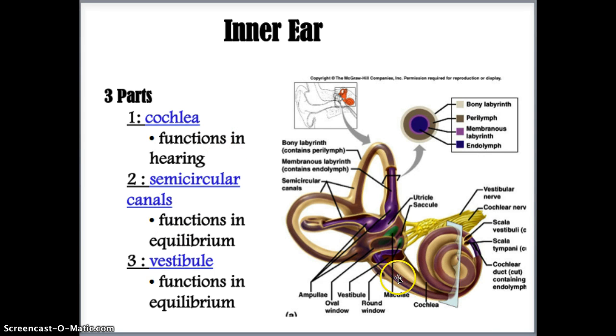So the cochlea is this snail shell shaped organ. Semicircular canals are found here, and they help with equilibrium. And then the vestibule is right here, and it's a bony chamber in between the cochlea and semicircular canals, and it's what houses membranous structures. It also helps with equilibrium, which we're going to talk about tomorrow.